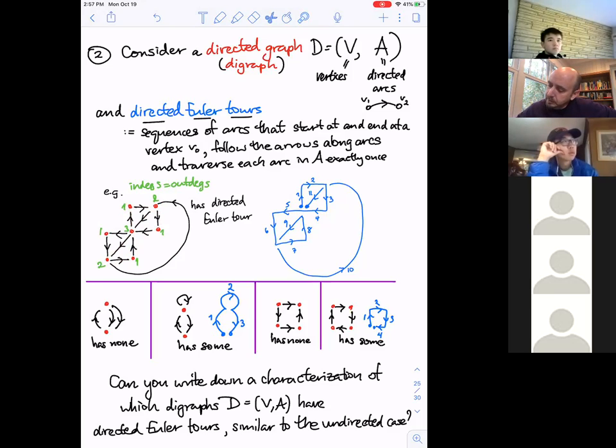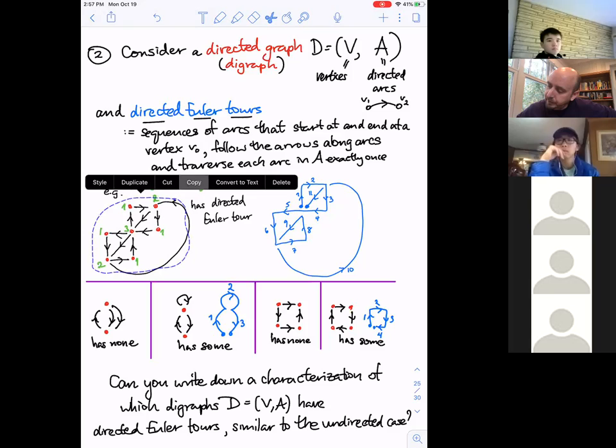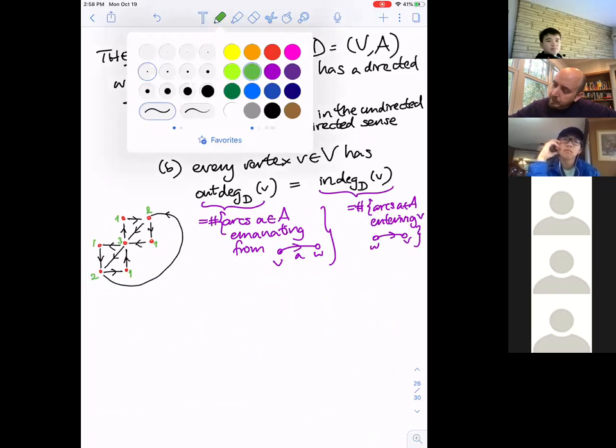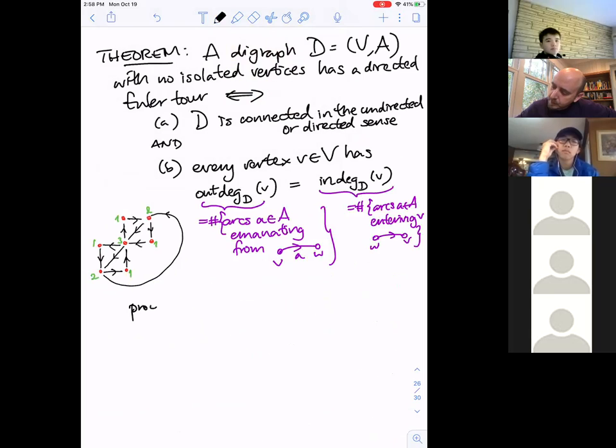Let me just take that picture of our favorite Eulerian digraph here so we can stare at it. And let's think about why this one is true. So can we actually prove this characterization? Does anybody have any thoughts on how to prove this theorem?